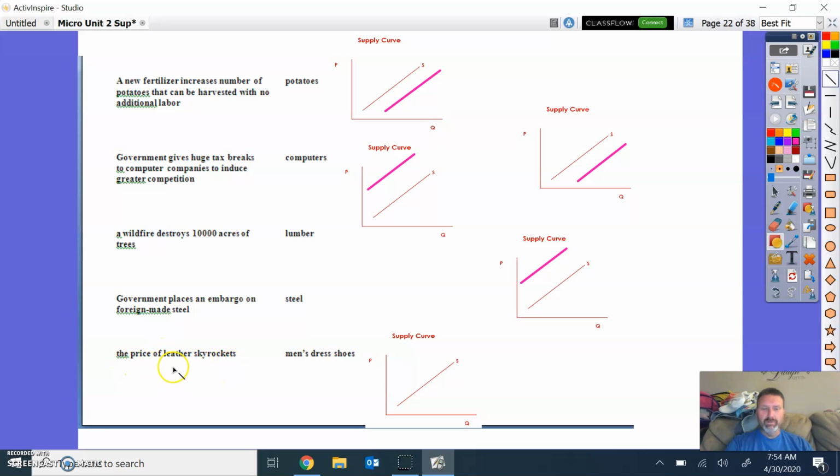We're talking about the price of leather itself skyrockets, or increases, different way to say it, right? So if the price of leather goes up, most of men's dress shoes are made of leather. That's the input cost of production. So the supply curve will move in.